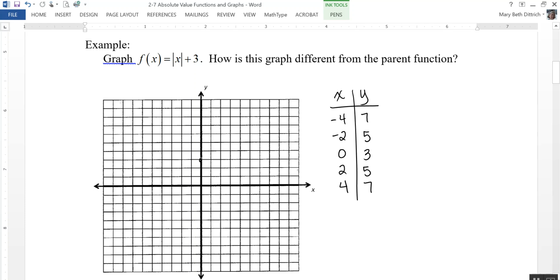I think I'll start at the center here. 0, 3, -2, 5, -4, 7. And then the same thing over here, symmetric on this side. And there's what my graph looks like.